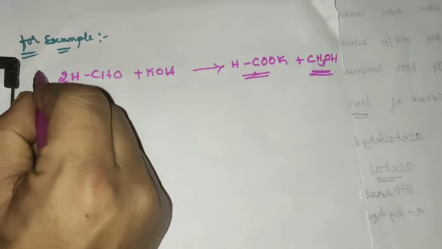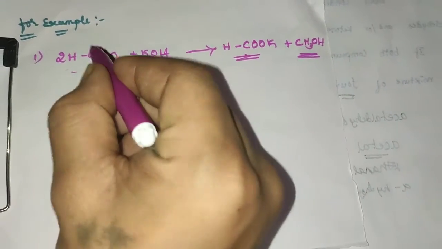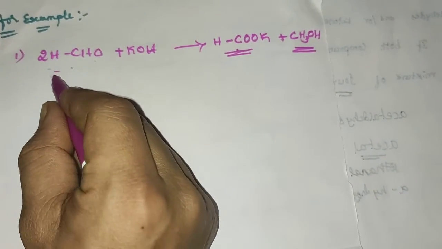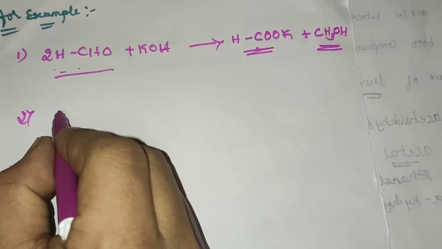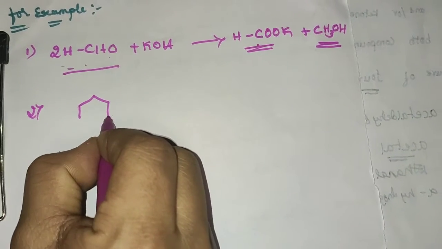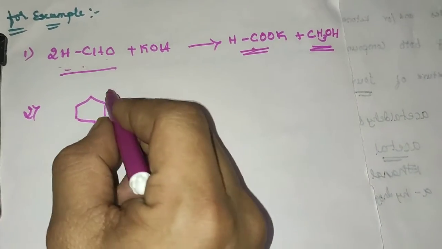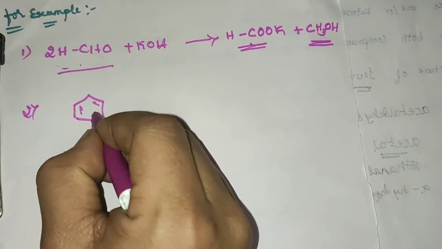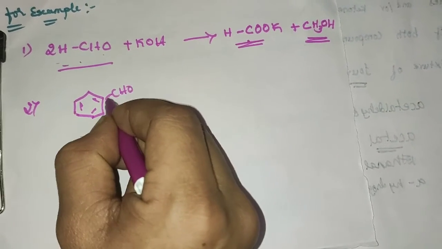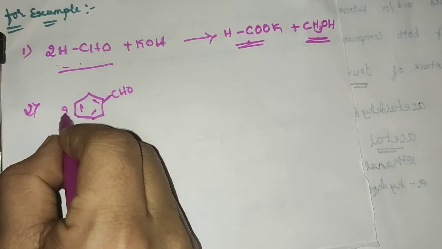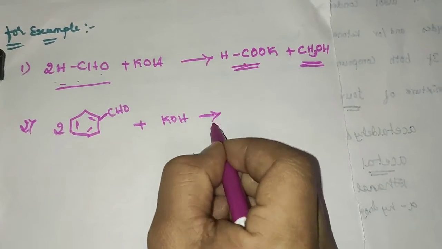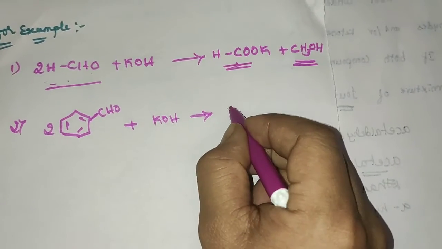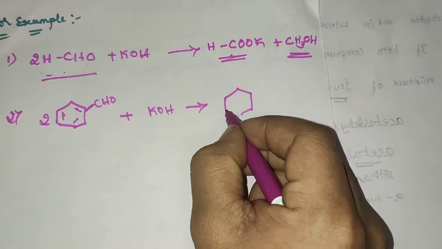So this is the first example, considering formaldehyde. Similarly, this was an alkyl group. Now we should take an aryl group. An aryl group means an aromatic ring is substituted on the aldehyde. See here, this is benzaldehyde. We are taking 2 moles of benzaldehyde, treated with potassium hydroxide. Then the products are going to form.